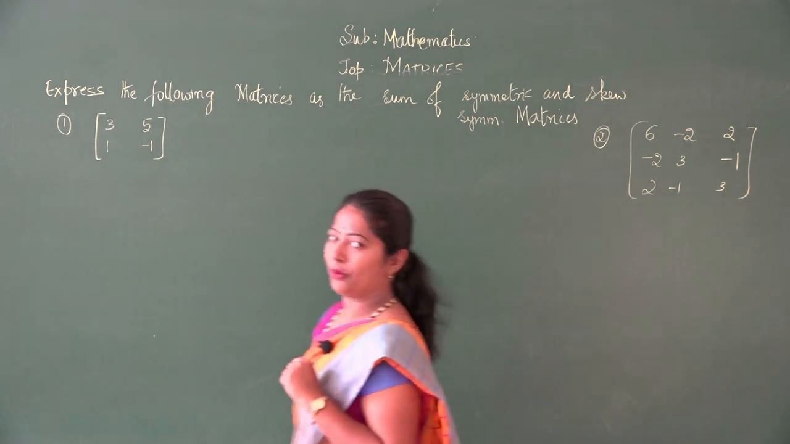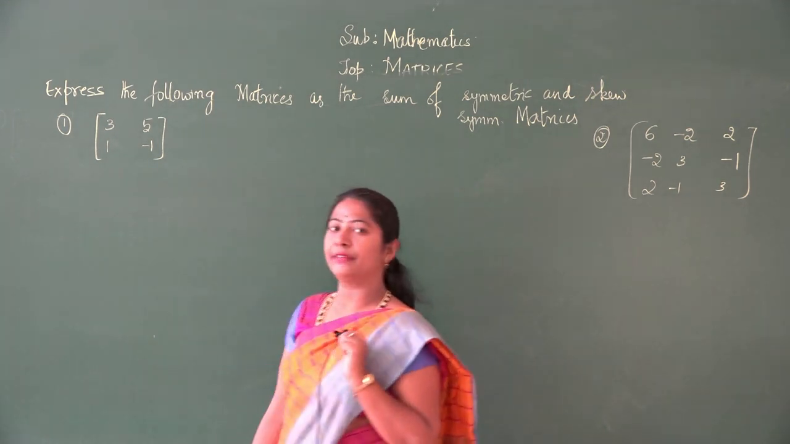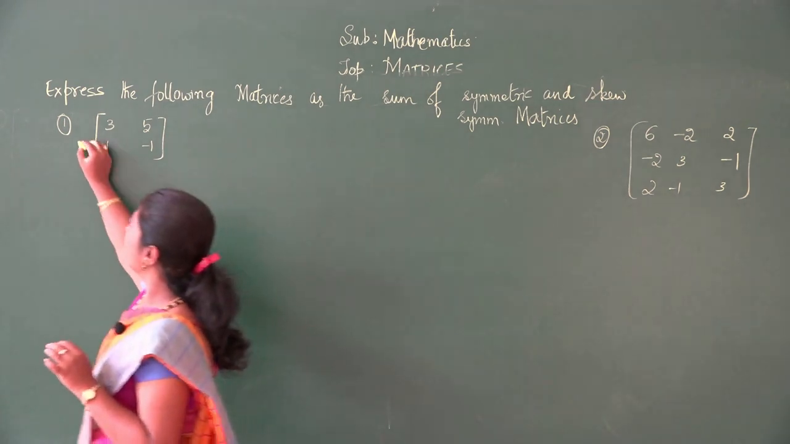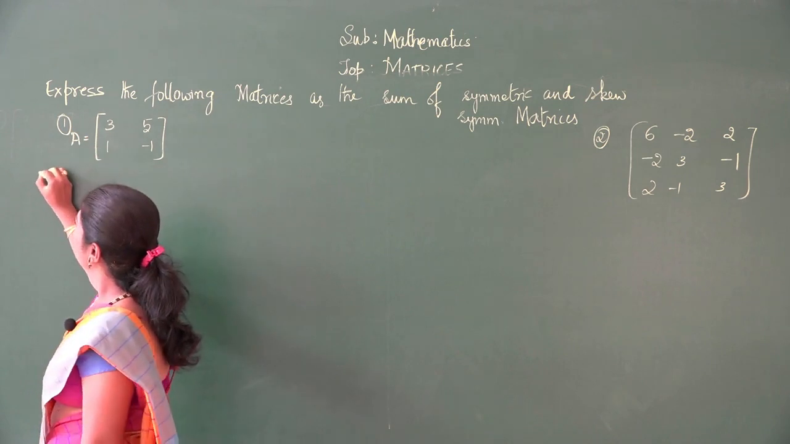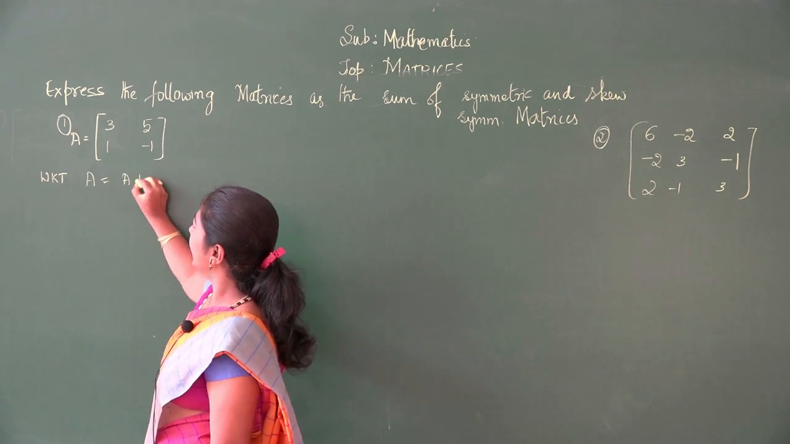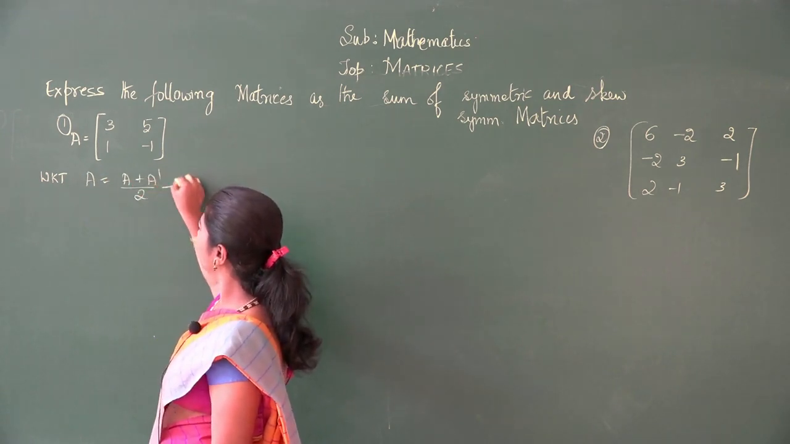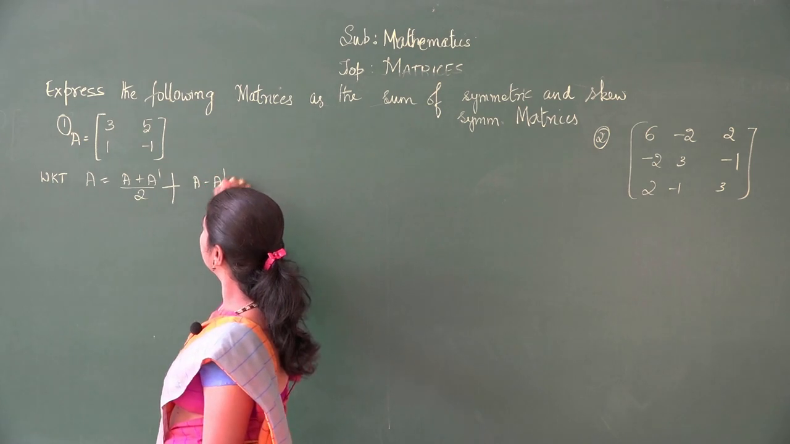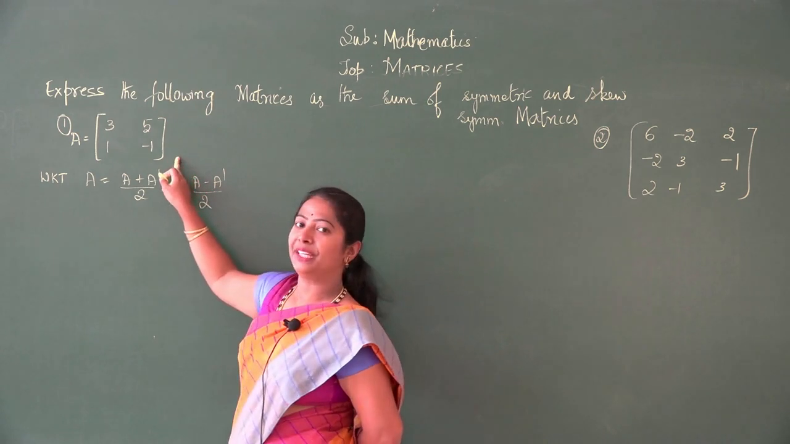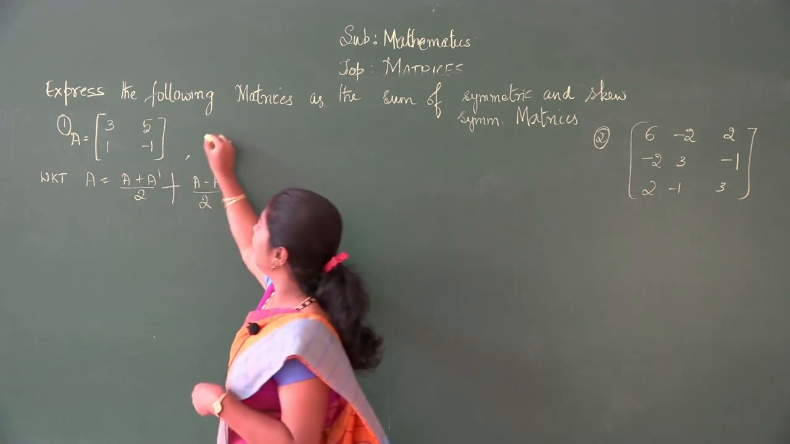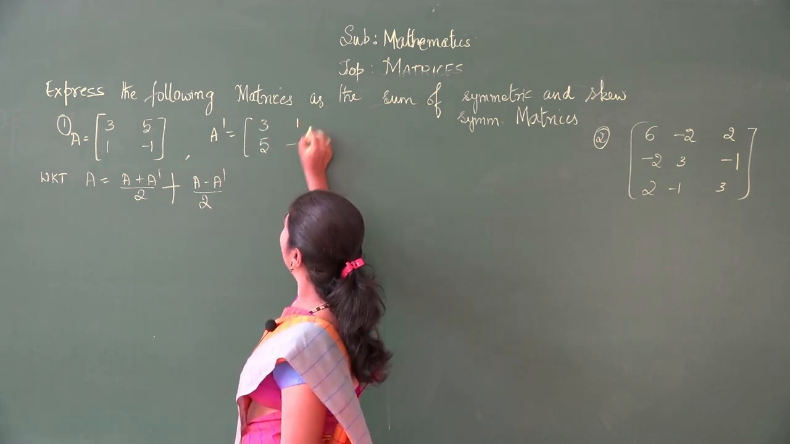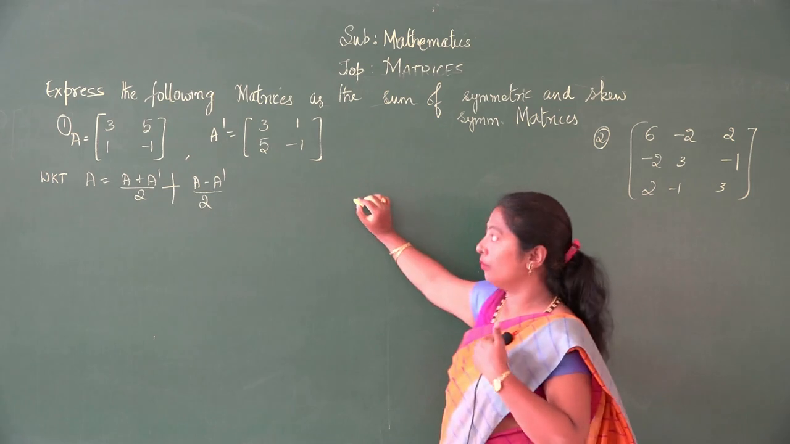So, first problem, given 3, 5, 1, minus 1. The first step is, we will call this matrix A. We know that A is equal to (A plus A dash) by 2 plus (A minus A dash) by 2. If matrix A is 3, 5, 1, minus 1, then what will be A dash? That is, rows are interchanged into columns.